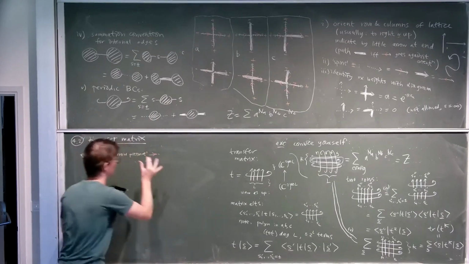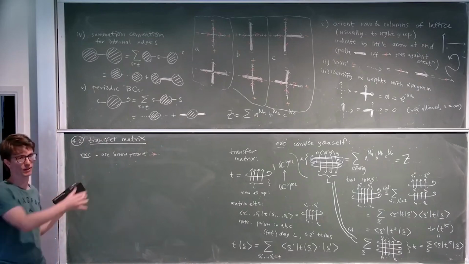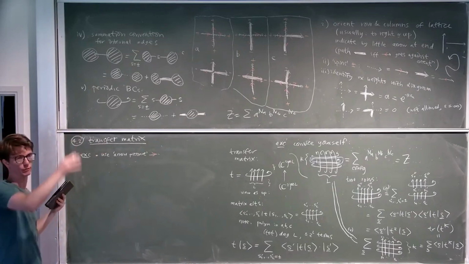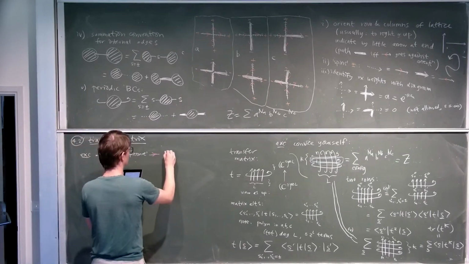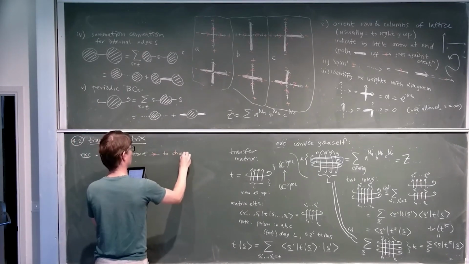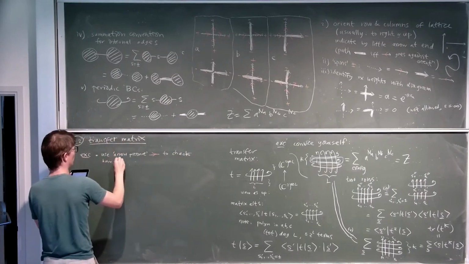They're all equivalent, but some pictures are more useful for certain computations and others are more useful for others. So I like these lines. I think they're much easier to see what's going on with lines that just have to follow stuff. But for this, the arrow picture is better, to check how the vertex weights behave.